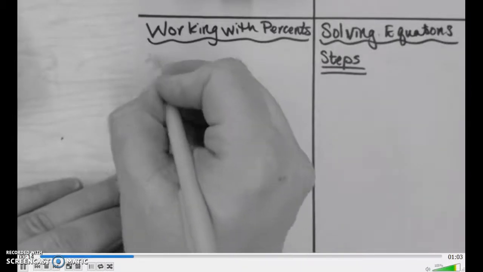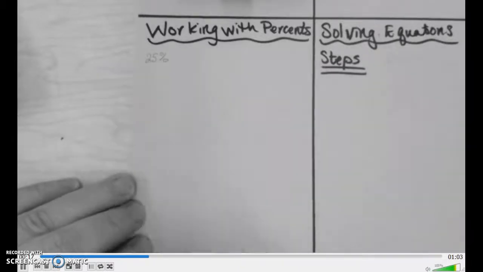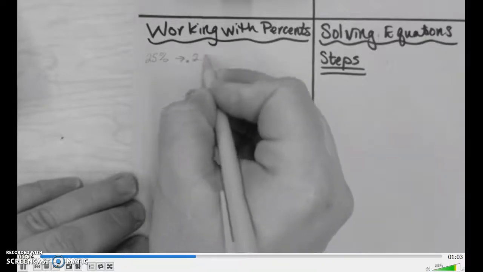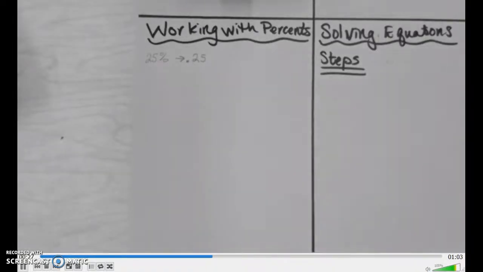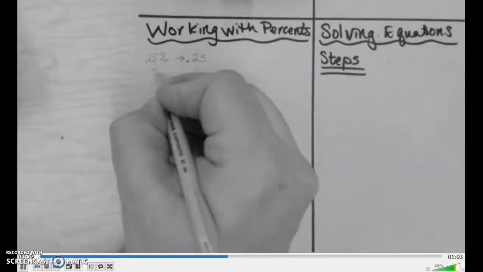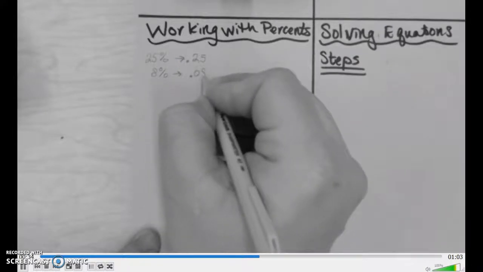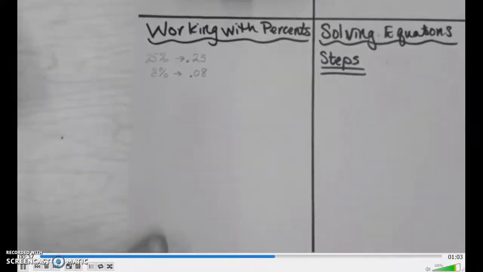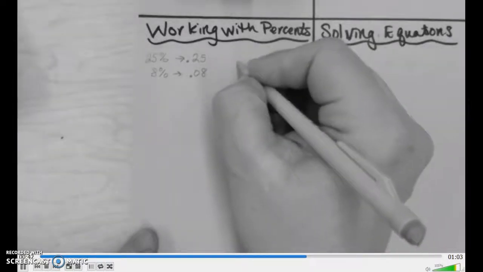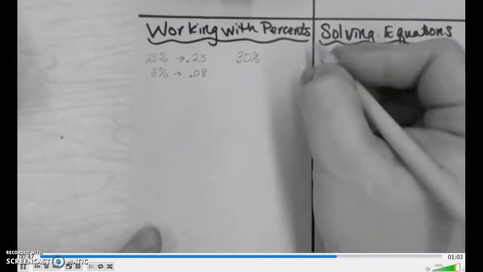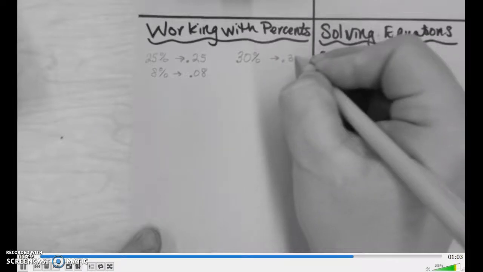And so 25%, we think of it as cents. And so 25% is 25 cents. And so it's 0.25. If I have 8%, 8% is 8 cents. And so I write that as 0.08. And if I have 30%, 30% is 30 cents. And so I write that as 0.30.